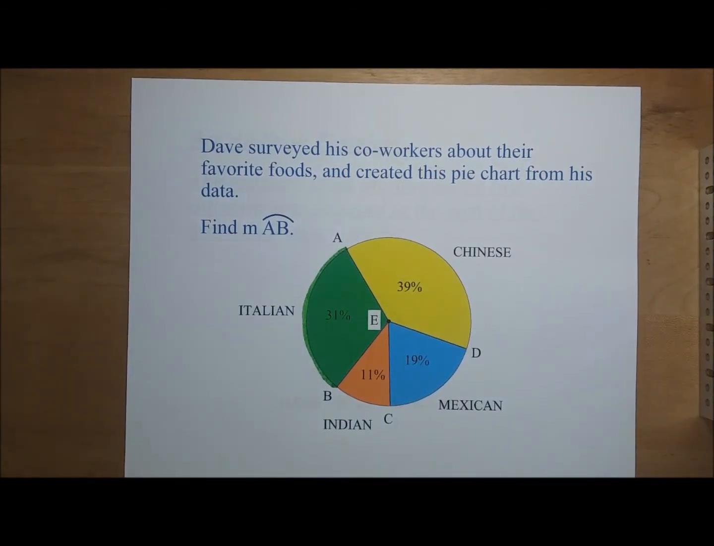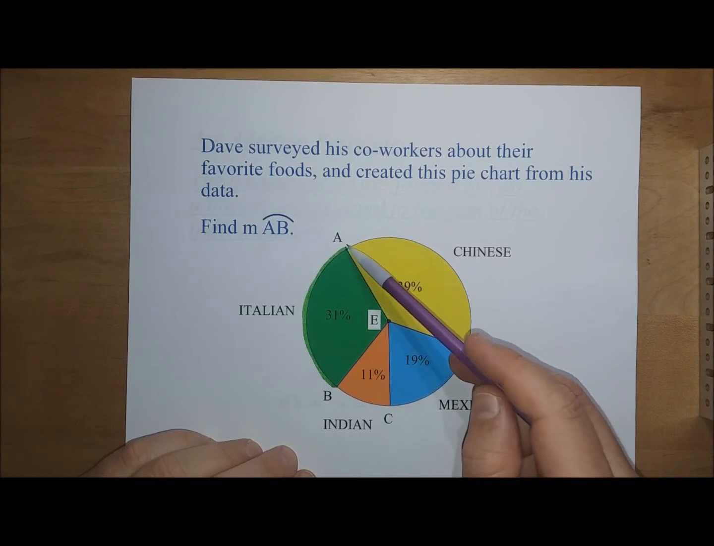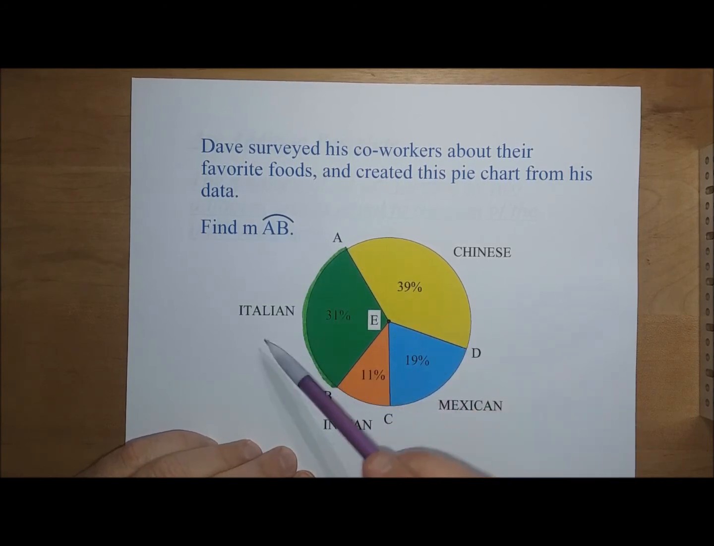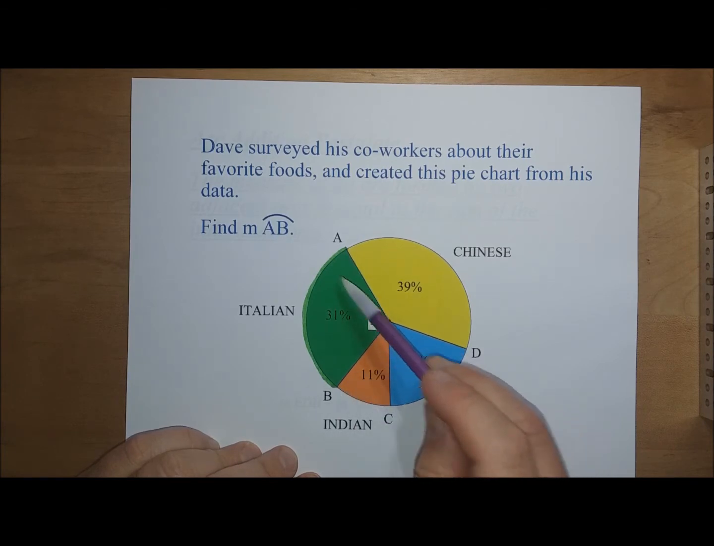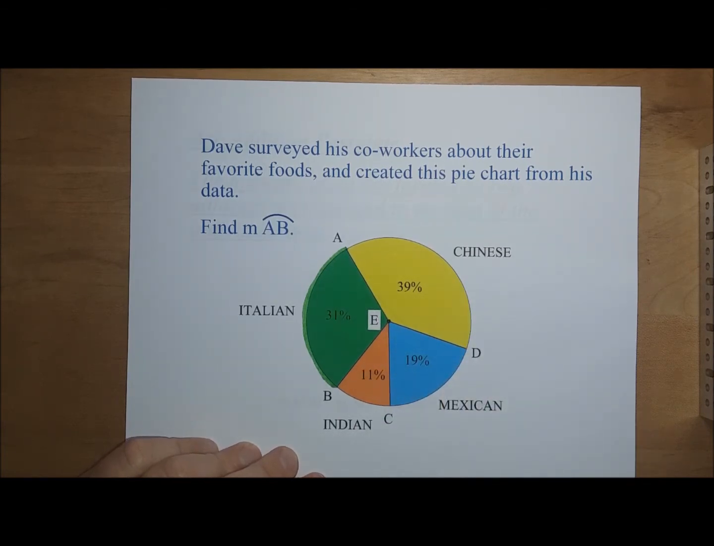Okay, so this is a handy trick to know if you ever have to make a pie chart from data. How big do you make your angles? Well, it's all kind of hidden in this problem here. If arc AB represents Italian food here, and that was 31% of the people that he surveyed, well, it makes sense that this should be 31% of the entire circle, right? And the entire circle should be 360 degrees. So could we set up a proportion from that?